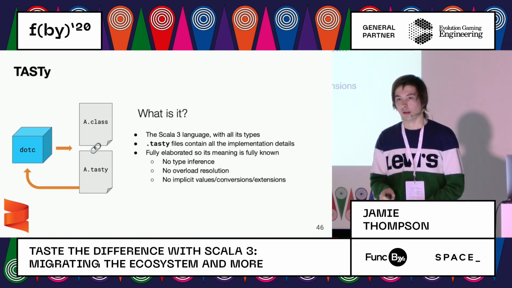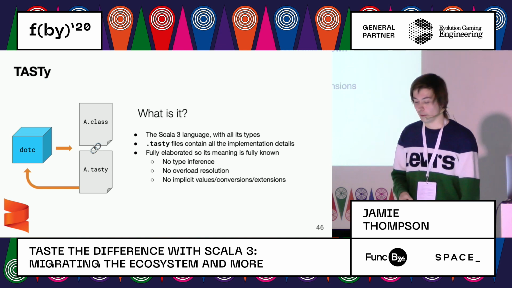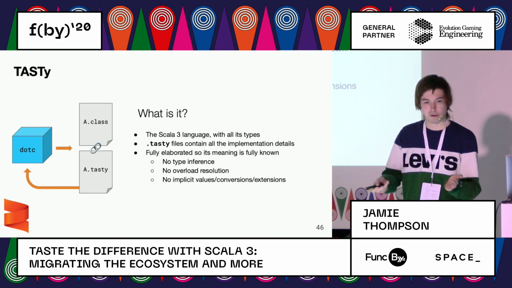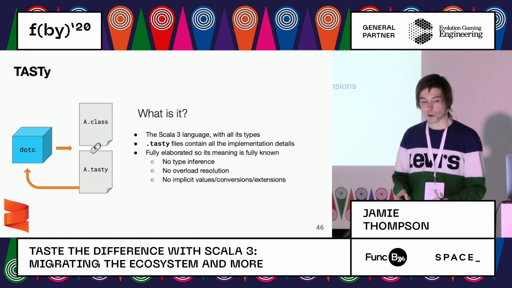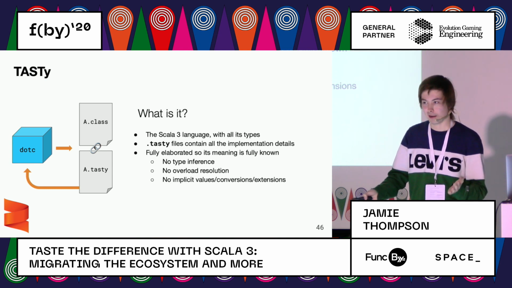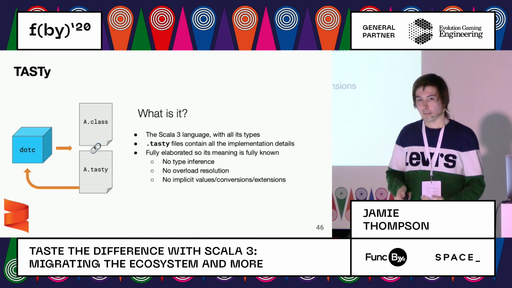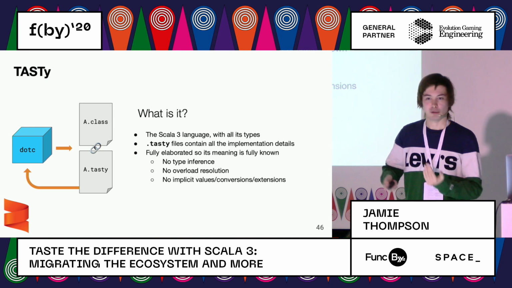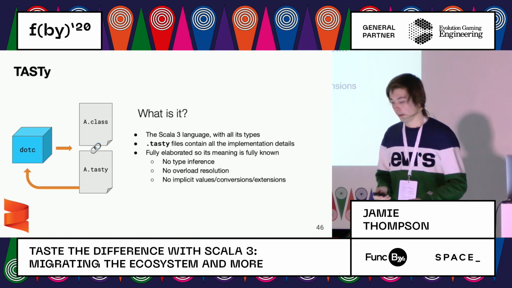So if you need an implicit conversion to get an extension method, if you have loads of overloads with curried parameters and you need to select the correct implementation, or if you haven't annotated your types, all that information has been filled in by the Scala 3 compiler before it produces TASTy. Then this TASTy file is produced before we do any of the JVM transformations. So it's basically all the information needed about your program.